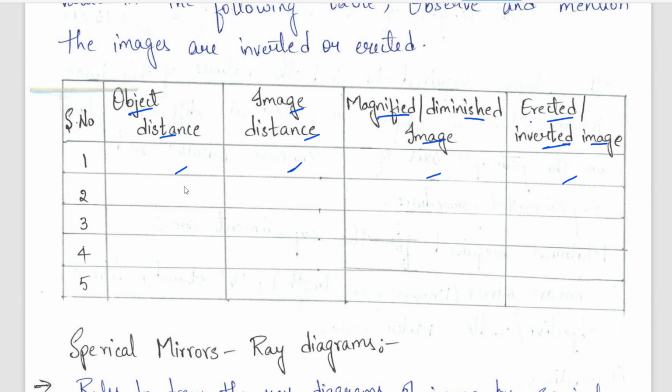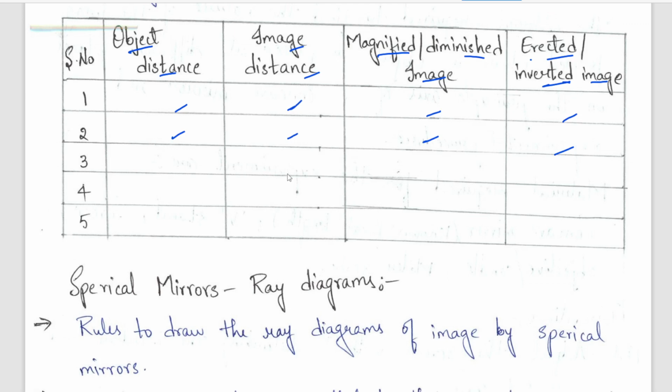Okay, so we have to place the object at different positions on the principal axis, and we have to note down the object distance, image distance, magnified or diminished image, and erected or inverted image. So we have to note down these four columns while changing the positions of the object. Okay, by this we will know the nature of the image.